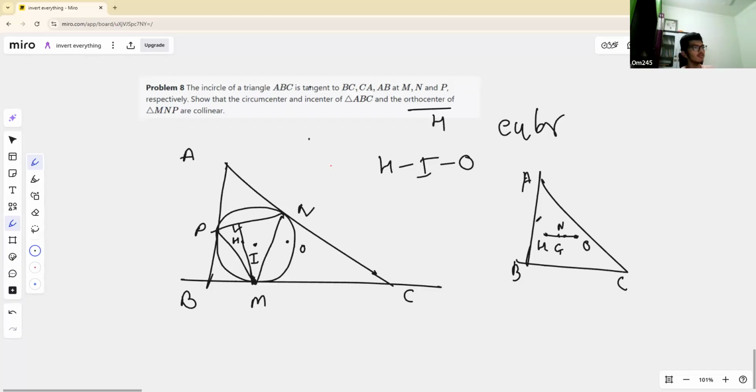So this sounds very similar to this. I is the center of AMN, basically the incenter is the circumcenter of MNP. So we have the Euler line of this triangle, and we want to prove that O lies on the Euler line of this triangle. So does anyone have any ideas?